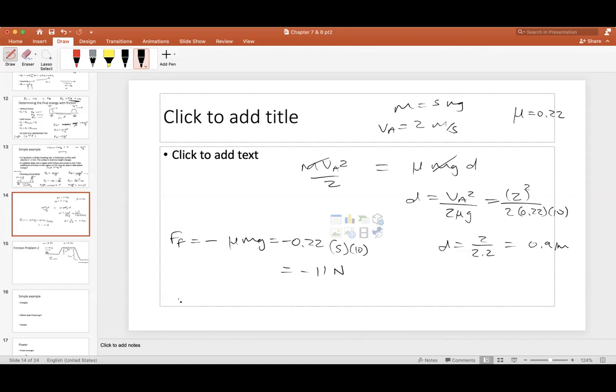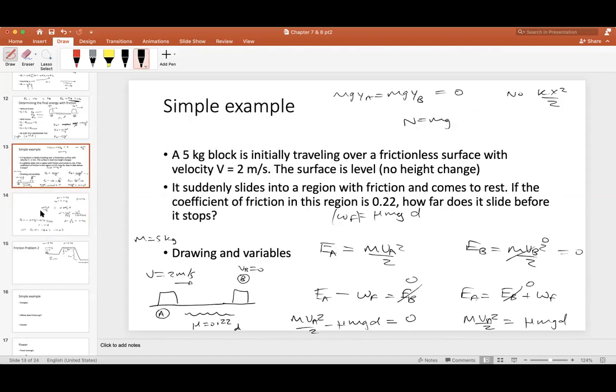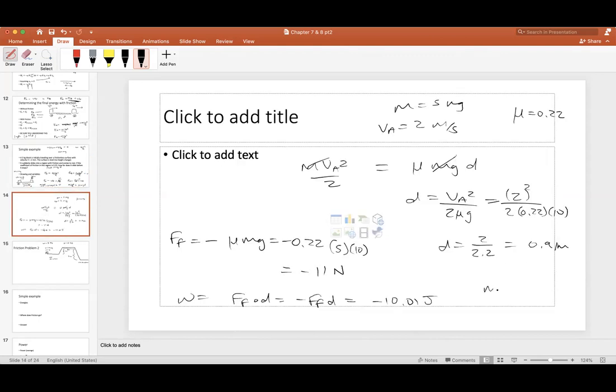That's the force of friction. The work done by friction is the force of friction dotted with D. They are in opposite directions, so this is negative force of friction times D, and D was 0.91. So 11 times 0.91 is negative 10.01 joules of energy, or 10.01 joules of energy were lost to friction. What was our initial kinetic energy? You don't have to compute it, but we can. It was mva squared over 2.